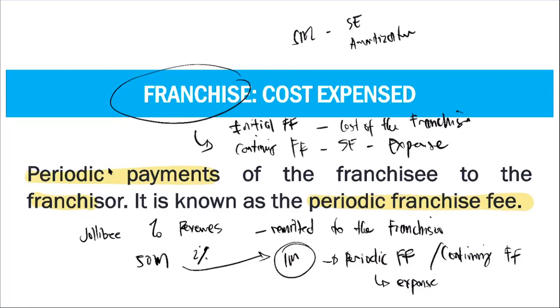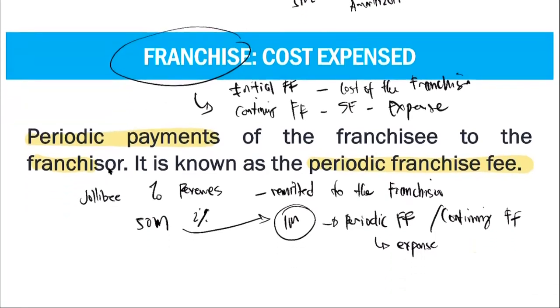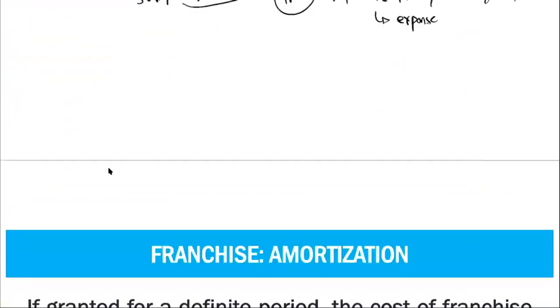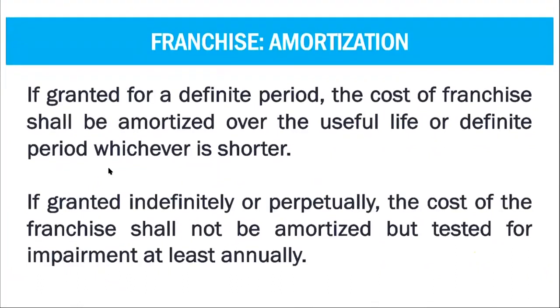How do we amortize then our franchise? Or what is our subsequent measurement? So our subsequent measurement, if ever the contract gives a particular period, so we have a definite contract, you will amortize it. So how do we amortize it again? Cost divided by useful life.